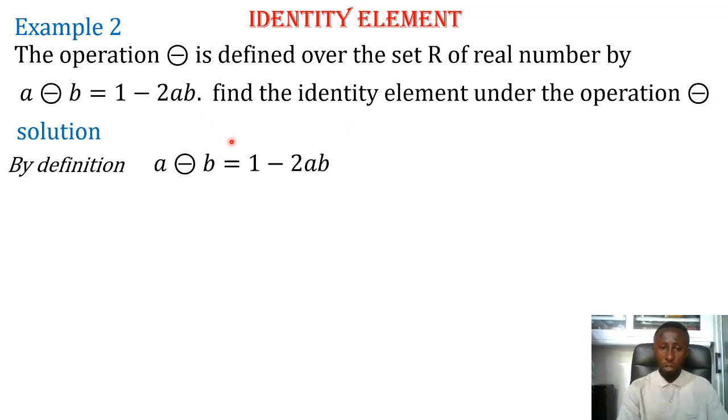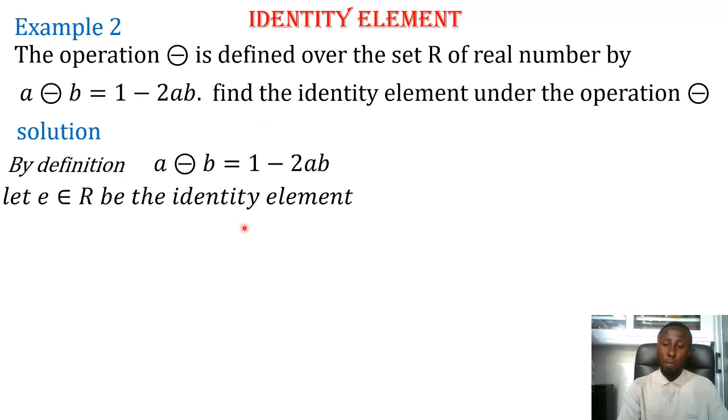So by definition, we should find the identity element. We know the identity element will normally be represented by E. So let E belonging to R, the real numbers, be the identity element. Then we can write a operation E or E operation a equals a, whichever you want. So a operation E is equal to a. This is what we say about the identity element. Now just go into this, as easy as that.